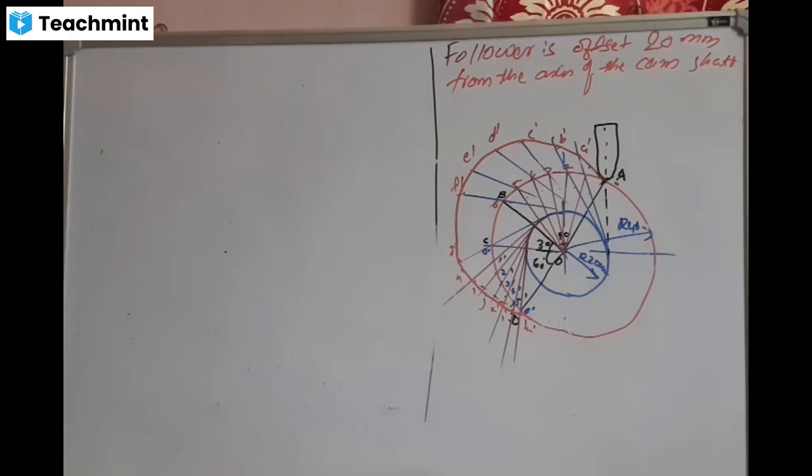You note on first bit, to move outwards through 40 mm during 100-degree rotation of the cam. Second, to dwell for next 80-degree.